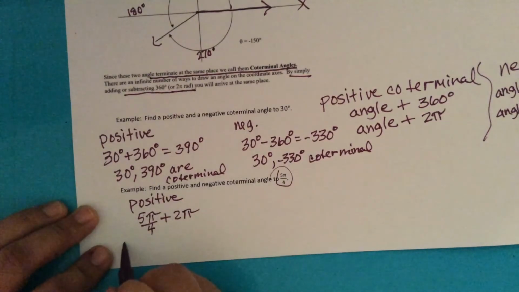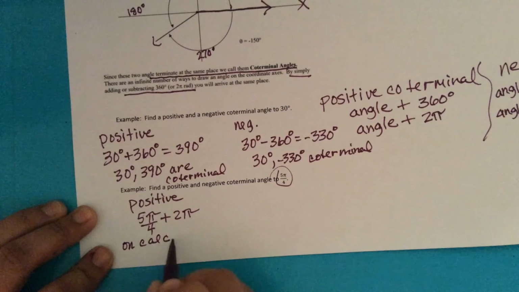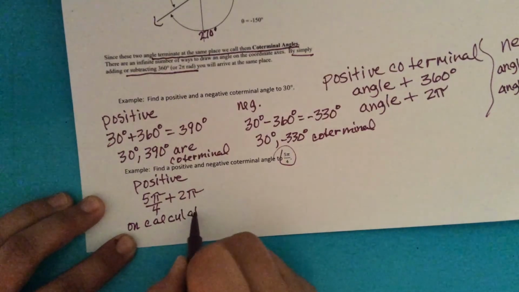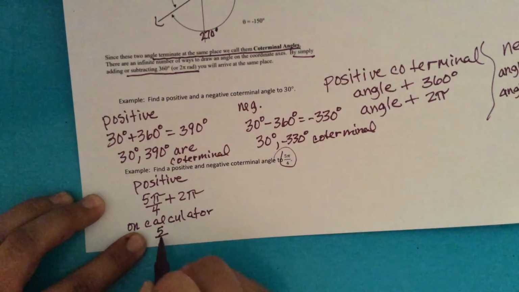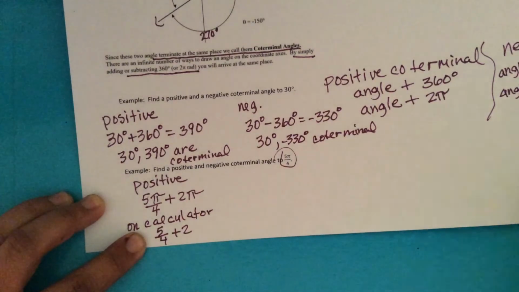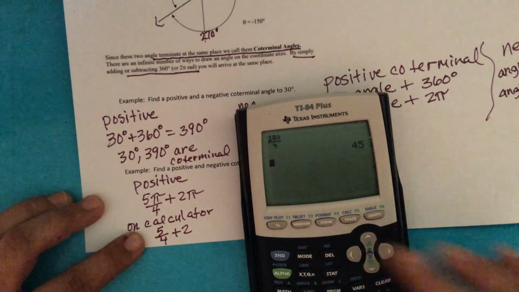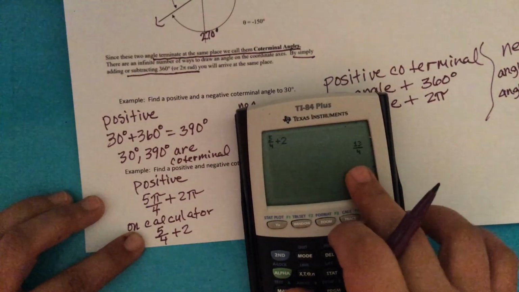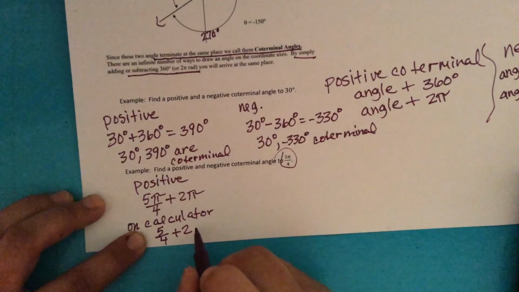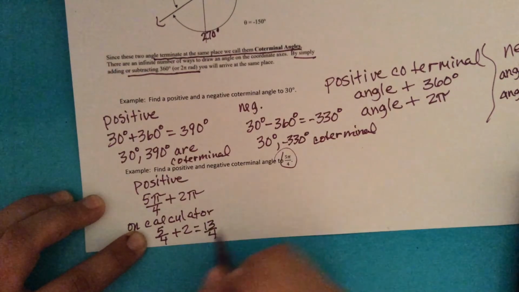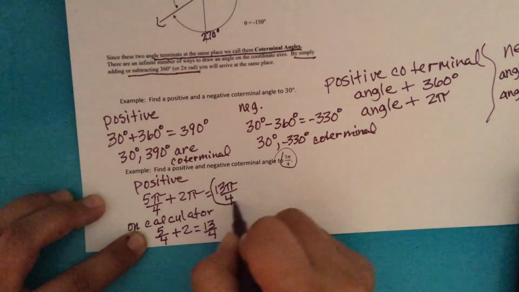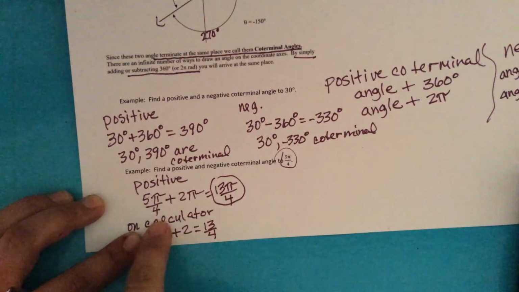Now on the calculator, because some of you guys may be scared of working with fractions, all you do is add 5 fourths plus 2 and then put the pi at the end. So we're going to do 5 over 4 plus 2, and you're going to get 13 over 4, but then we're going to put the pi. So we're going to go 13 pi over 4. So that means 13 pi over 4 is coterminal to 5 pi over 4.